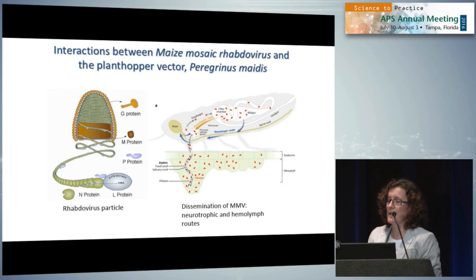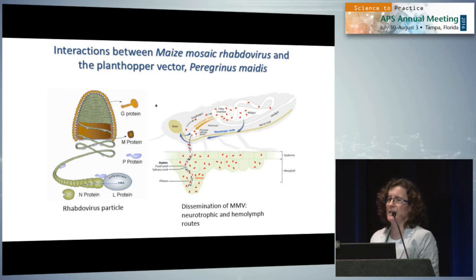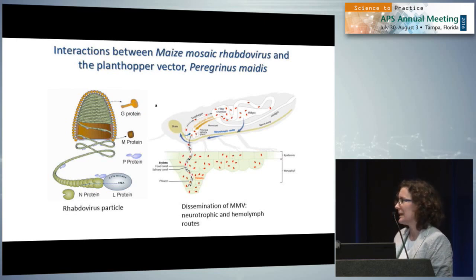So I'm going to talk today about the interactions between the virus and the vector. So here's just a cartoon of a typical rhabdovirus. These viruses have a glycoprotein that projects out of the membrane. And this glycoprotein is involved in attachment and entry into the insect cells.